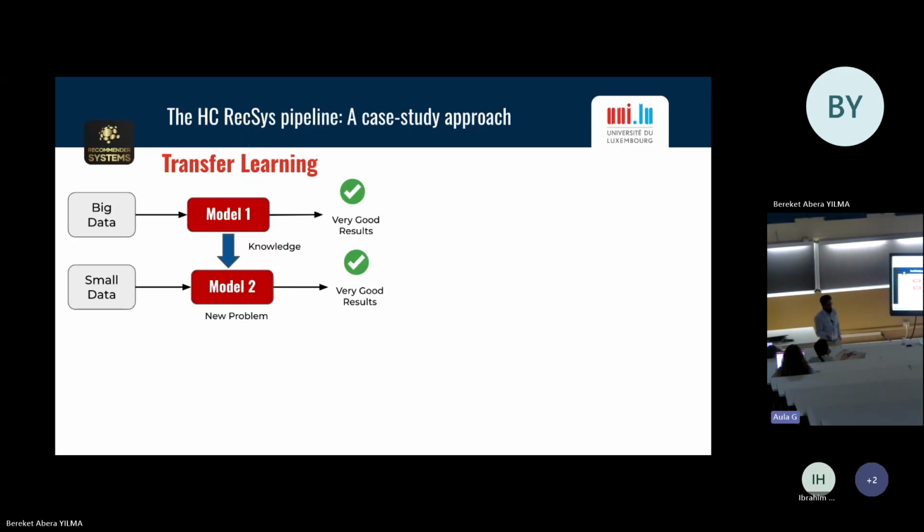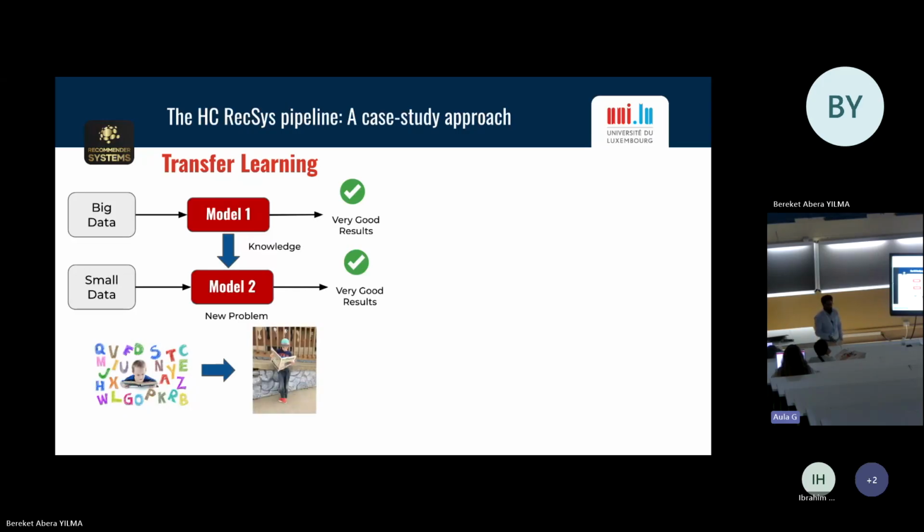The most straightforward way to think about this is a kid trying to learn, for example, the alphabet, and then transferring that knowledge to actually read a newspaper. That's pretty much what transfer learning is.